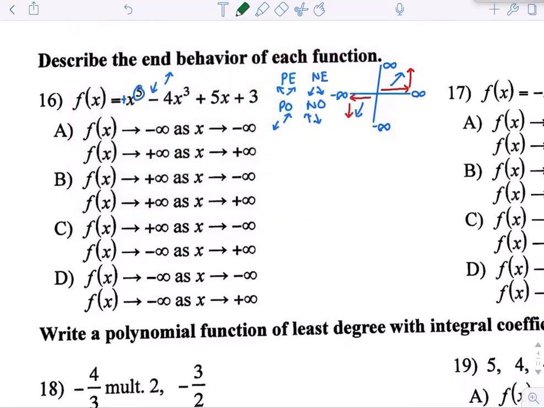So this means we are looking for, so as x goes to infinity, f of x went to infinity, which is this one. As x went to negative infinity, f of x went to negative infinity. So we gotta look for that one. So the only one that looks like that, negative and infinity. So it's A.